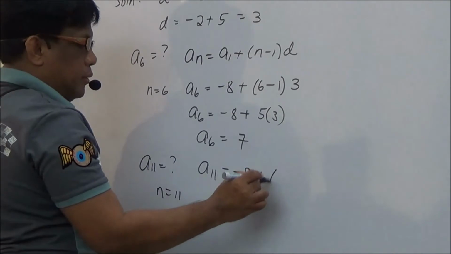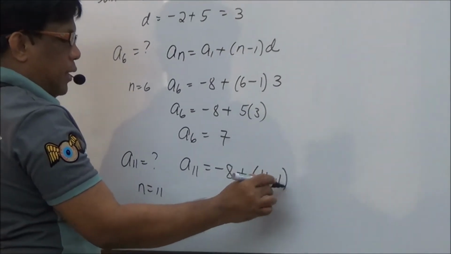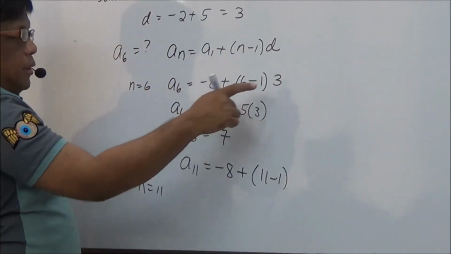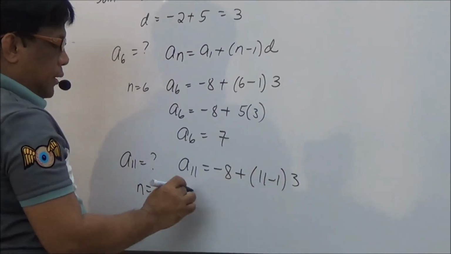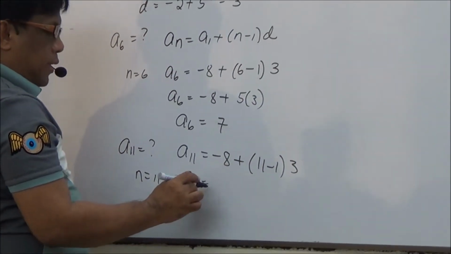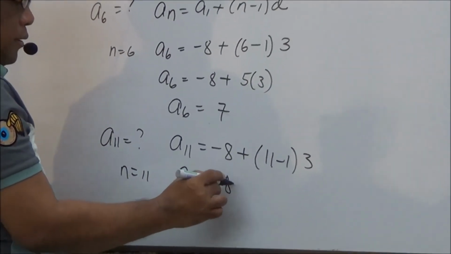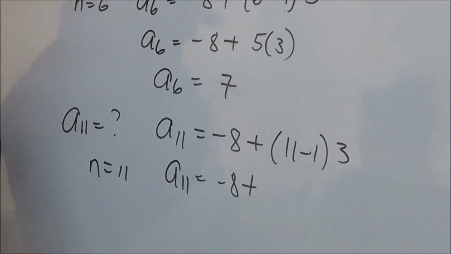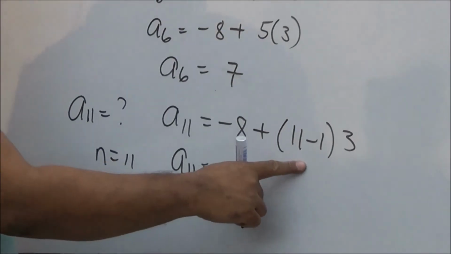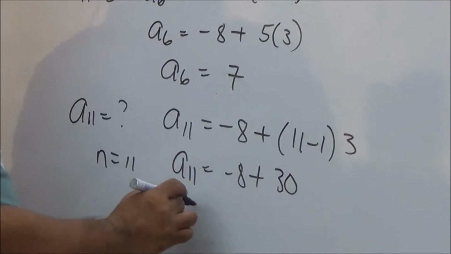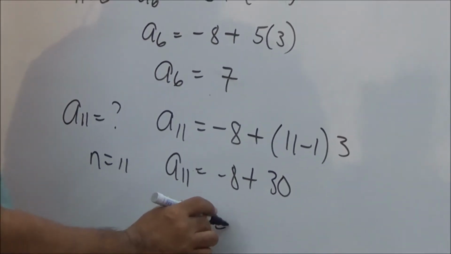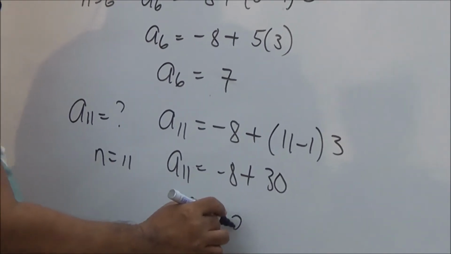Okay? So that's now 11 minus 1 times d. We have common difference a while ago, which is 3. So therefore, a sub 11 now is negative 8 plus (11 minus 1, which is 10) times 3, that's 30. So what is now a sub 11? A sub 11 will give you now 20. Okay?